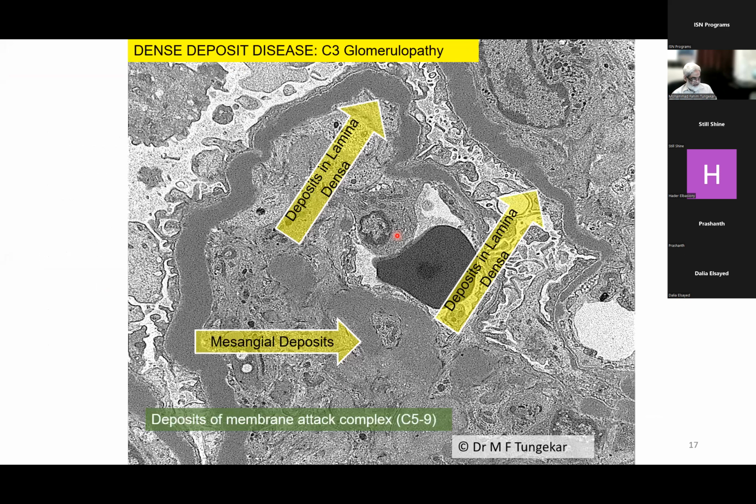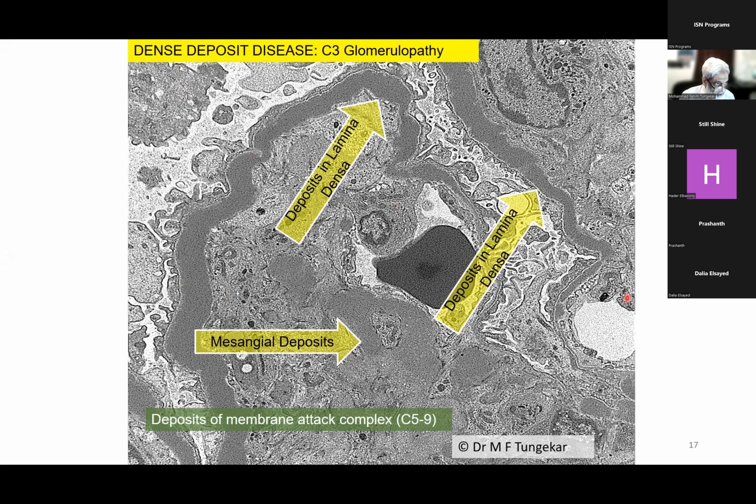Another condition is dense deposit disease, which falls into the spectrum of C3 glomerulopathy. It's not a common disease. It can be suspected on the basis of light microscopy, especially the PAS stain section. But for diagnosis, you have to do an EM to identify this dense deposit, which is often interrupted. So you see this dense deposit goes on here.